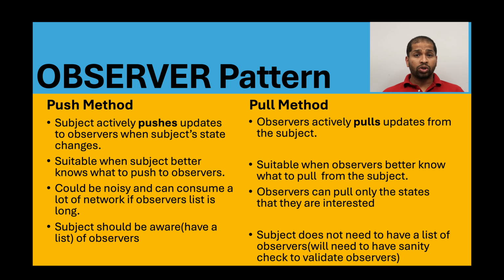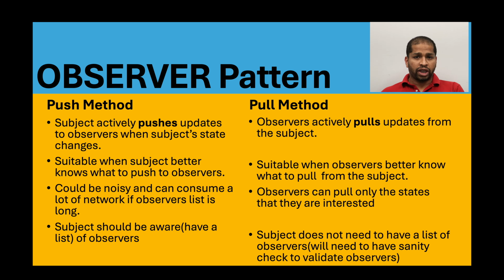In the push method, it could be a little noisy and consume a lot of network, because the subject will continuously push all its updated state to all the observers. Whereas in the pull method, observers will pull only a subset of the subject's attributes, and the rest of the network can be used for something useful. Also, in the push method, the subject needs to maintain the list of observers on its side, whereas in the pull method, the subject does not need to maintain that list of observers.